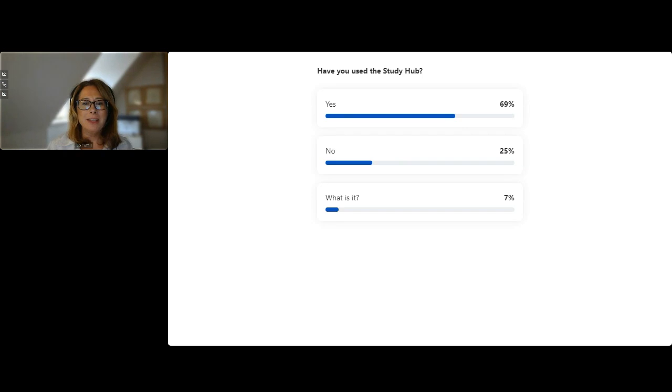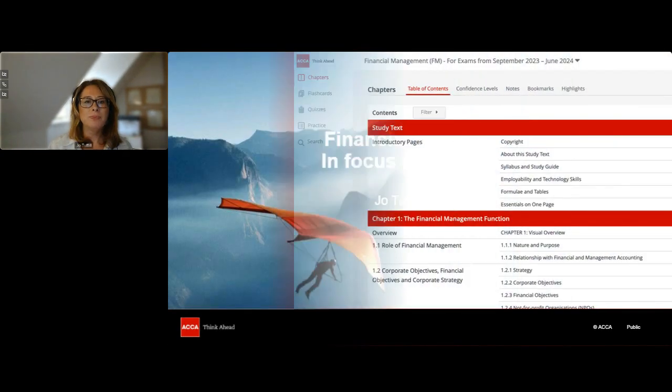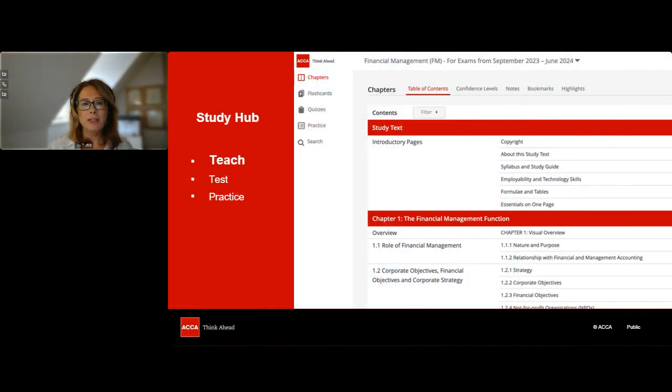So brilliant to see that 68%, nearly 70% have used the Study Hub. That's great. It's a really good resource. Some of you still don't know what it is, so let's go through it. You can access it through your My ACCA. And what it is, it's 3 stages. There's teach, test, and practice.